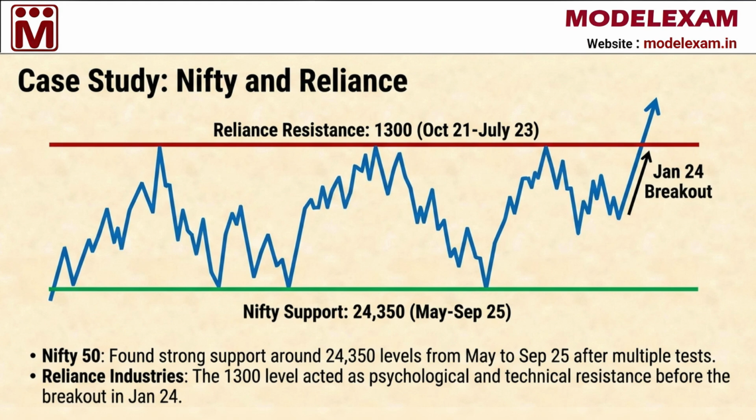Looking at the chart, Nifty found strong support around the 24,350 level from May to September 2025 after testing it multiple times. On the other hand, Reliance Industries faced strong resistance around the 1,300 level. This acted as a ceiling from October 2021 to July 2023. Eventually, it broke out in January 2024, showing how long these levels can persist.